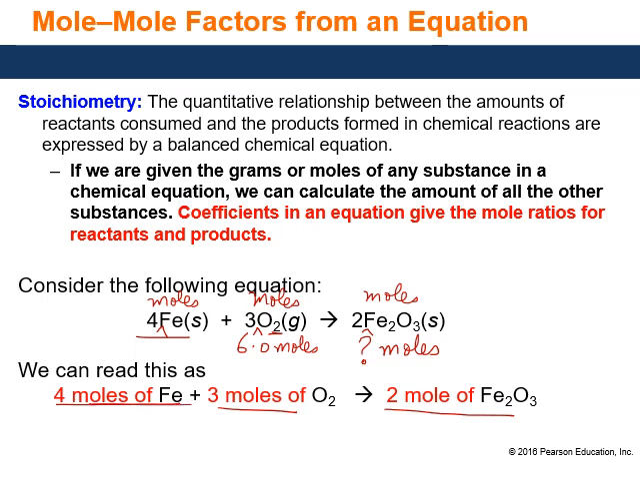So if you want to relate iron to oxygen, you can do that. Iron to iron oxide, we can do that. Oxygen to iron oxide, we can do that. Okay? So if my question was, I have 6 moles of oxygen, I'll put my starting as 6 moles of O2.